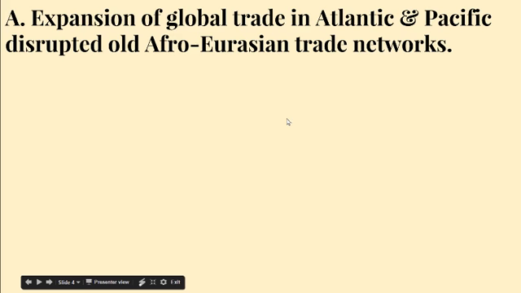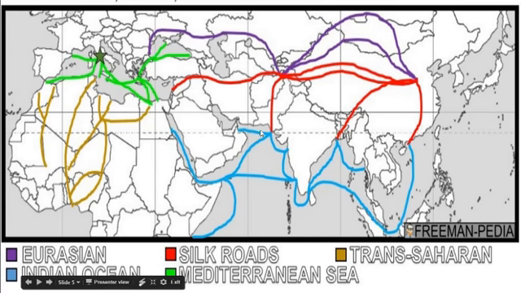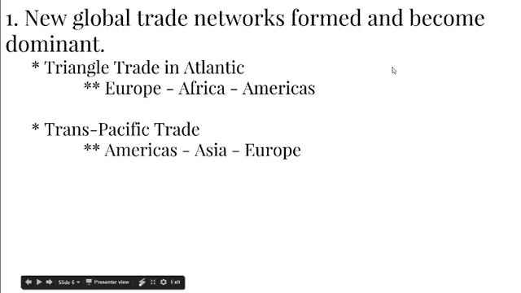All right, global network. So the big change we see during this time period is the shift of global trade networks, right? And we see the creation of 2 new global trade networks. And we call these global because they include the Americas, right? So you might have had long distance and intra-regional trade before, or trans-regional trade. We never had global.